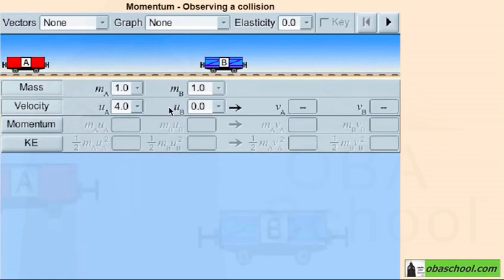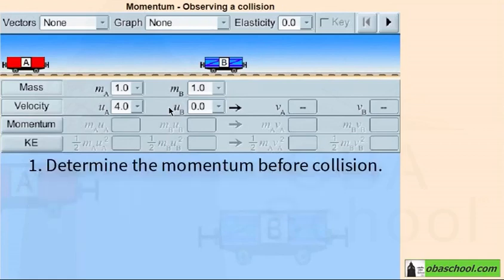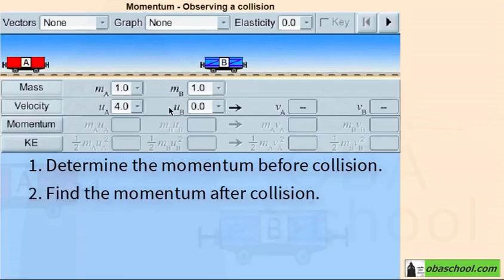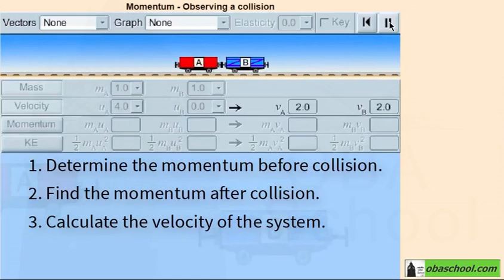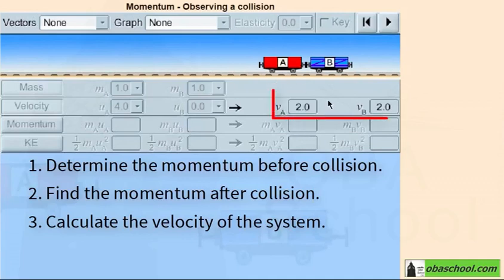So in order to solve such a question, first of all, we should determine the momentum before collision, which equals the momentum of truck A plus the momentum of truck B. And then we equate the momentum before collision to the momentum after collision, since the momentum is conserved. And then we calculate the velocity of the system. If your calculations are all correct, then the final velocity the system moves with should be 2 meters per second.